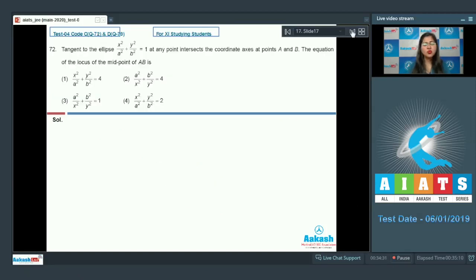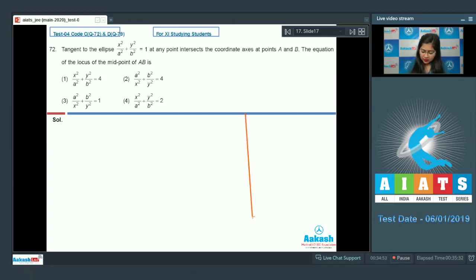Next is question number 72, which says that the tangent to the ellipse x²/a² + y²/b² = 1 at any point intersects the coordinate axes at points A and B. The equation of the locus of the midpoint of AB is.